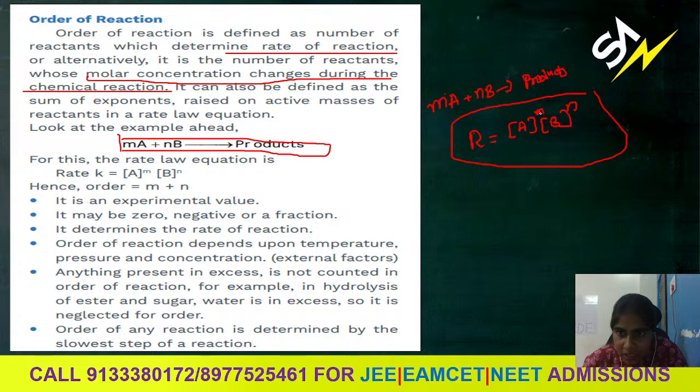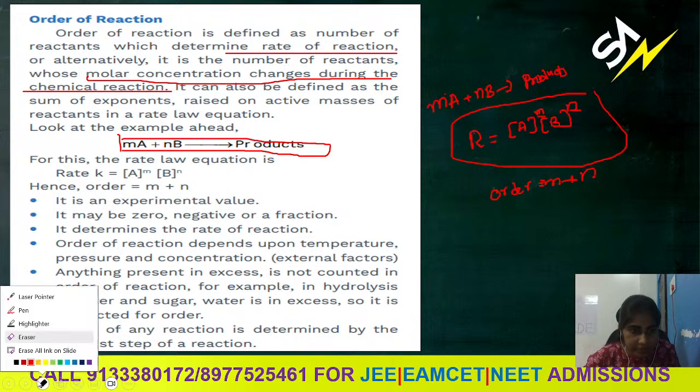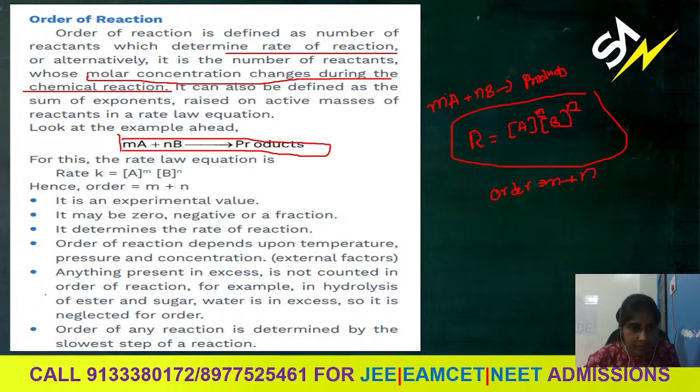For determining the order, we need to add the powers present in the rate equation. That is, order is equal to m plus n. It is calculated experimentally. Molecularity is a theoretical value, but order is an experimental value.